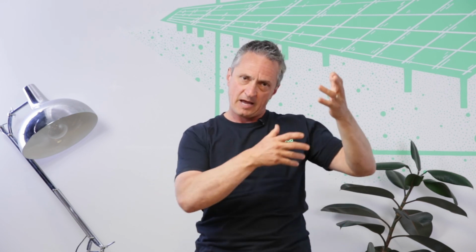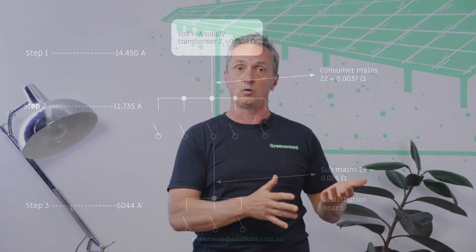With prospective short circuit currents, it's really important to get the data in regards to the impedance of the transformer under consideration, and then you're looking at the impedance of the consumer mains and the impedance of the sub-mains. So effectively, when calculating what fault currents are at different points of the installation, it's a process of starting from the top, being the transformer or transformers, and working your way all the way down. In this case, we're talking all the way to the distribution board. So at every step, you're doing the calculations where the protective device is actually installed.